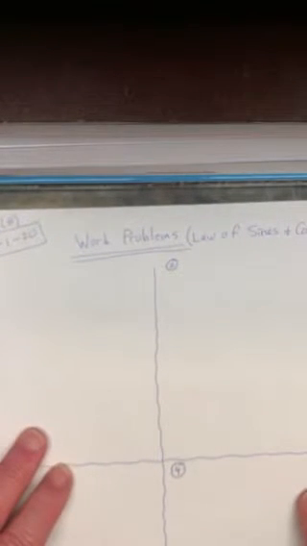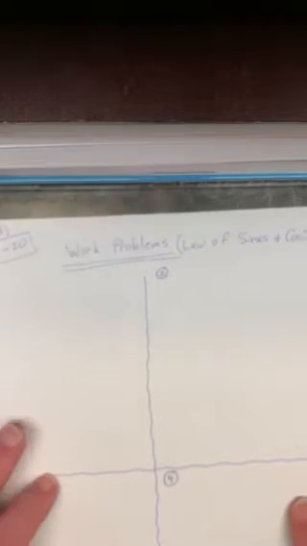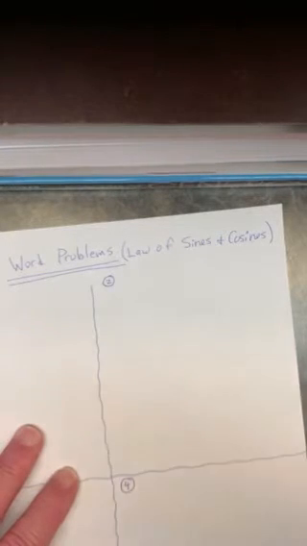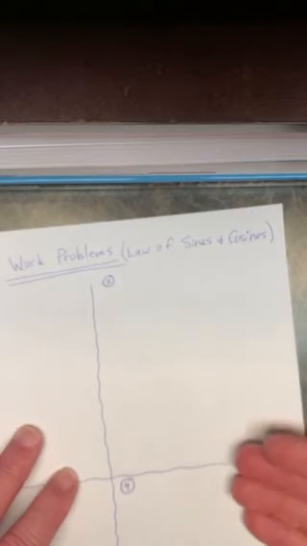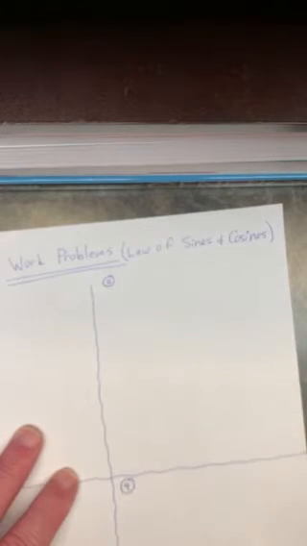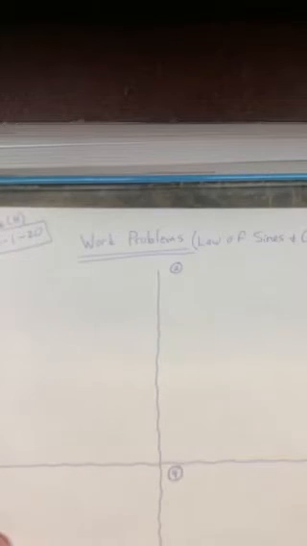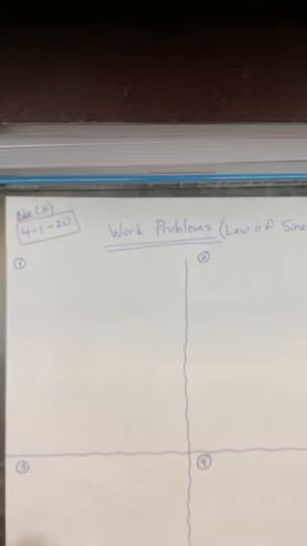Word problems is the name of the topic, and in parentheses put law of sines and cosines. Obviously, the last 2 days, Monday we worked on law of sines, Tuesday we worked on the law of cosines. Now we're going to put those all together and show how they can be used to solve application type word problems, just like we did after we learned SOHCAHTOA, with angles of elevation, angles of depression, height of buildings, things like that.